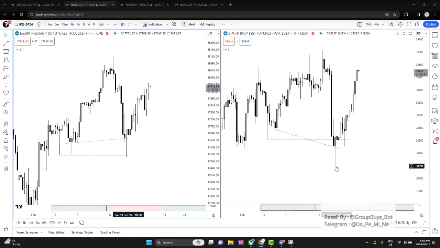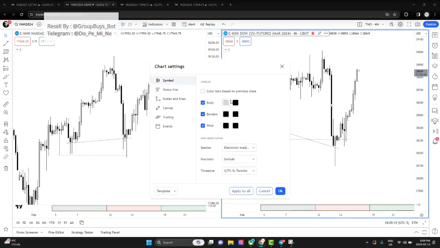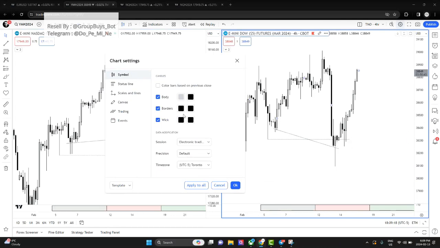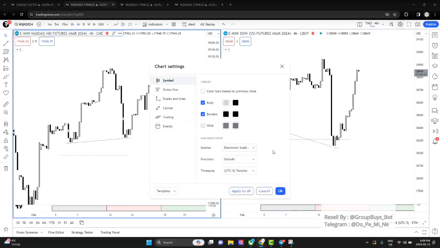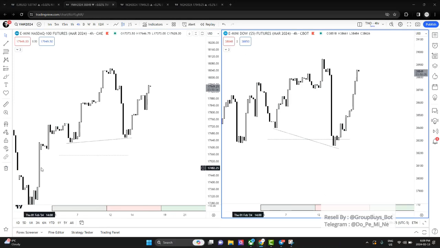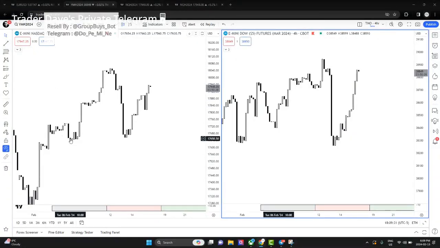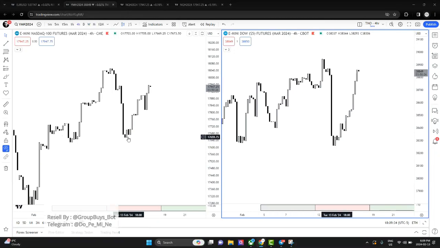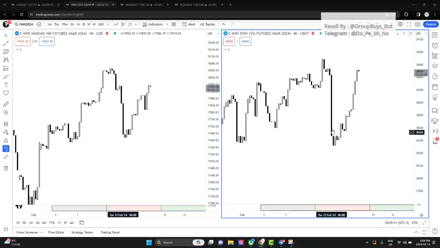So hidden sequential SMT is where we just focus on the bodies, my bad. So I'll just take the wicks off the chart, and then you'll be able to see it much clearer. So right here, you can see price failing to close below this close, which was the lowest close in Q1, right? But here we had price trade below it and close below this one.